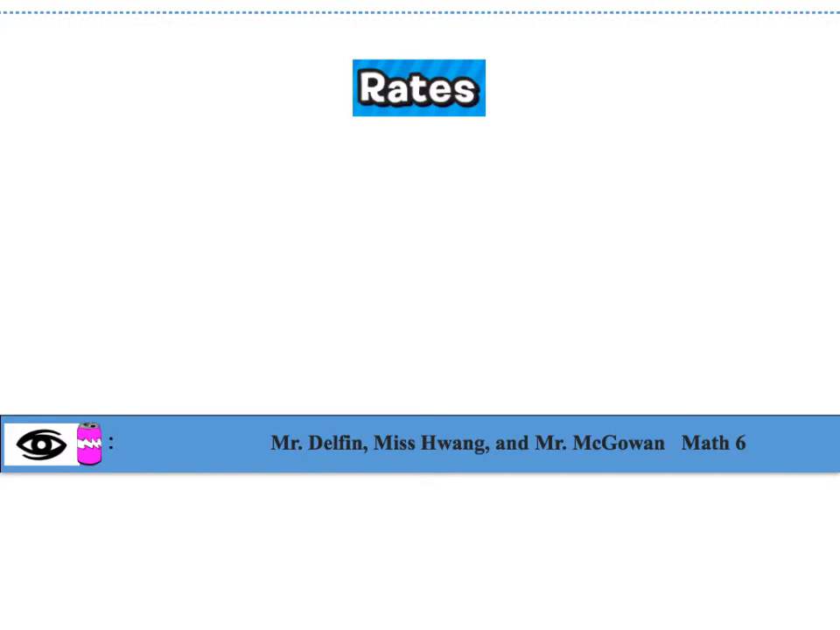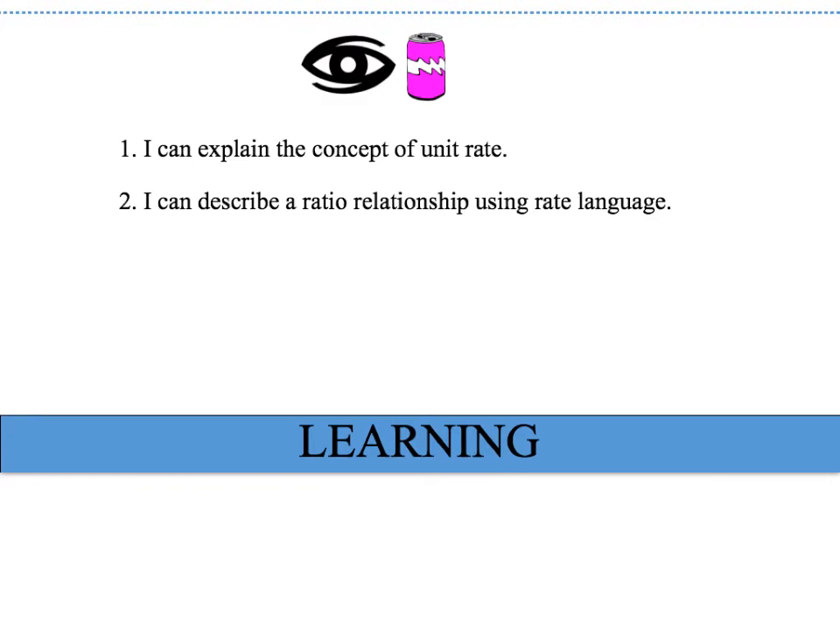Please be sure you have these notes in front of you so we can begin our lesson. We have two I can statements for today. The first I can statement says I can explain the concept of a unit rate. And the second I can statement says I can describe a ratio relationship using rate language.